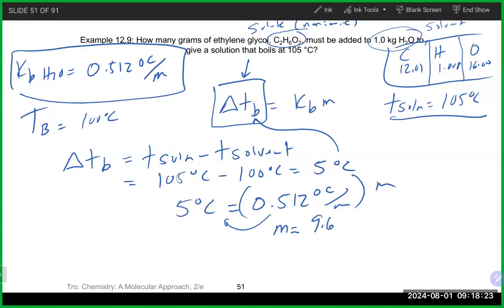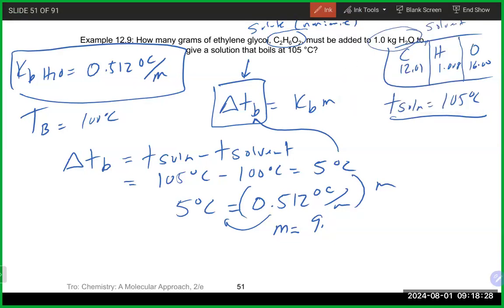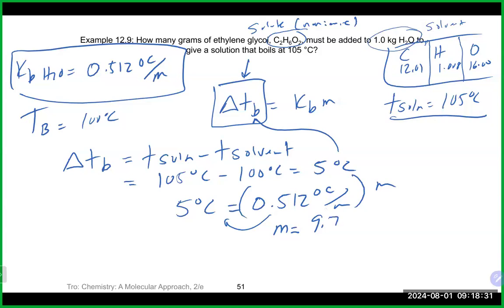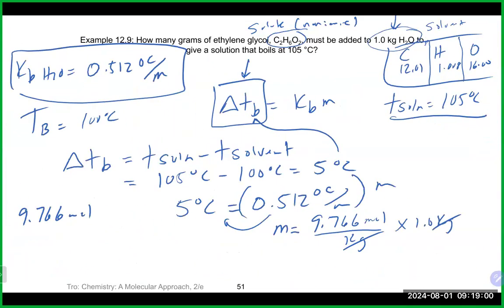That's going to give us a molality of 9.7. I feel like there's a 7 in there I missed. I got 9.766. And that again is going to be moles per kilogram of solvent. In this particular case, our solvent is already in kilograms, which is 1, so we can multiply this by 1 kilogram. The kilograms will cancel, and basically that will give us 9.766 moles of our solute, which in this case is C2H6O2.